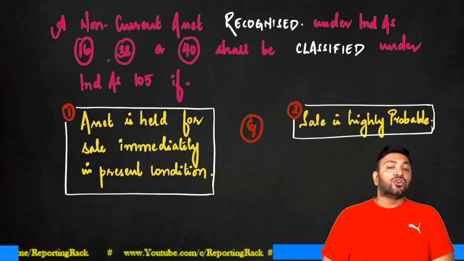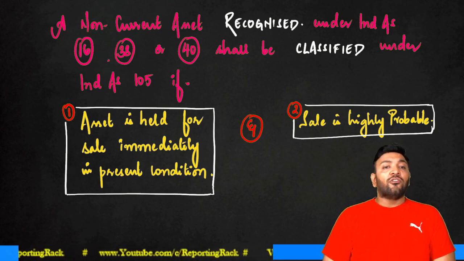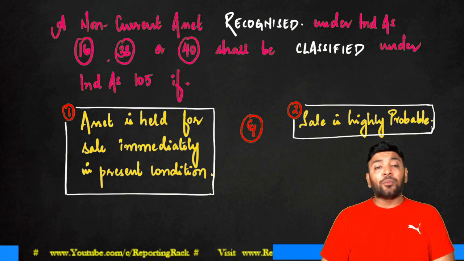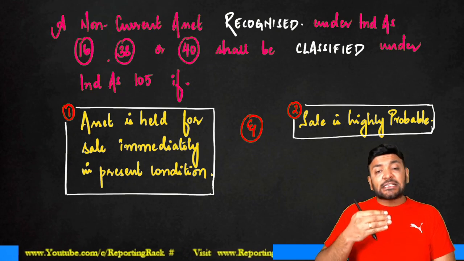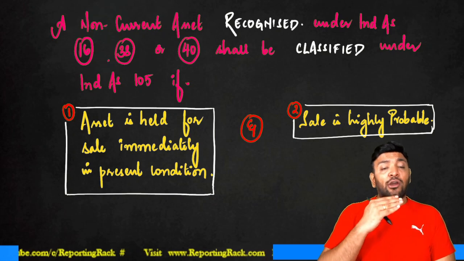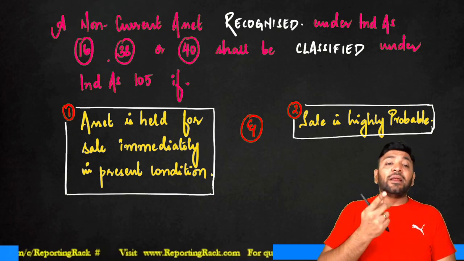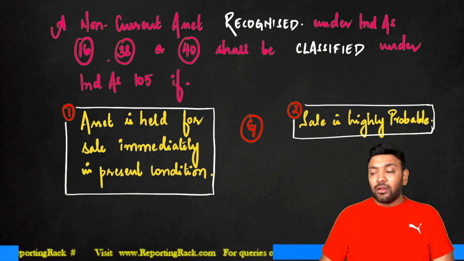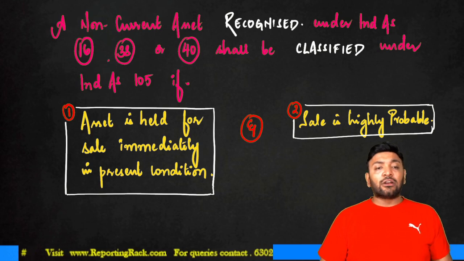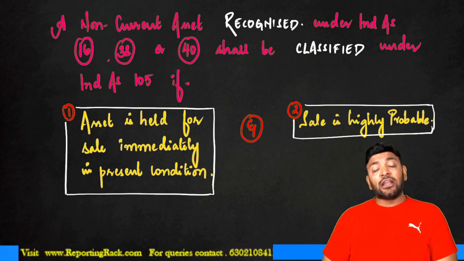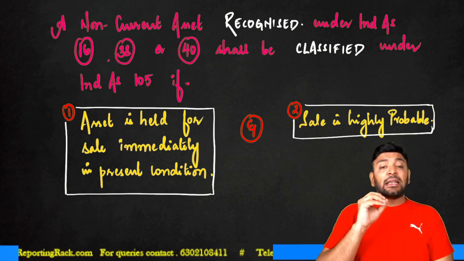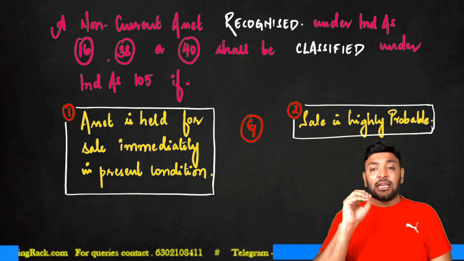Correct? So this is fundamentally what we are talking about. Whenever we come across these standards of 16, 38 and 40, we will have to be sure that if these conditions are satisfied, then that asset which was earlier recognized under PPE or investment property or intangible asset should be reclassified as non-current asset held for sale. The conditions necessary to be satisfied are: asset is held for sale immediately in present condition and the sale is highly probable.